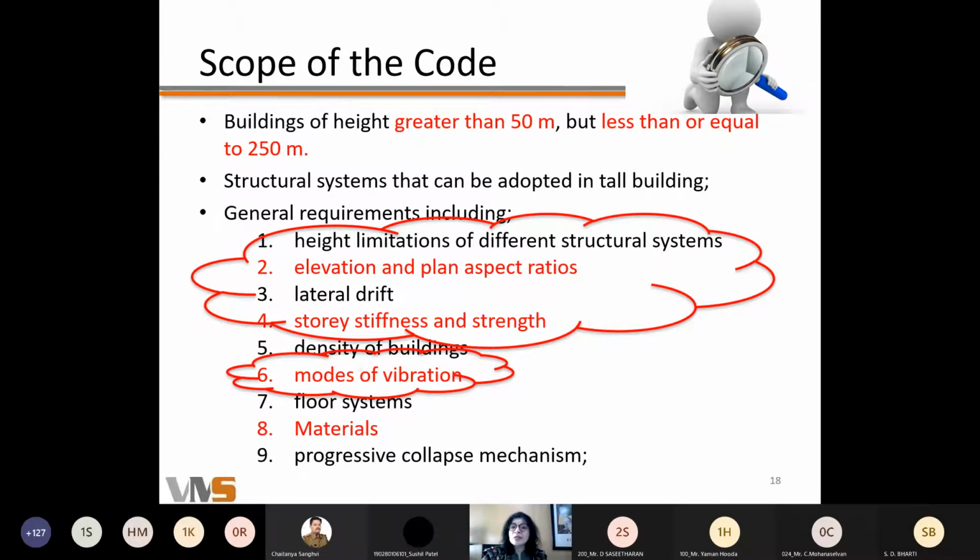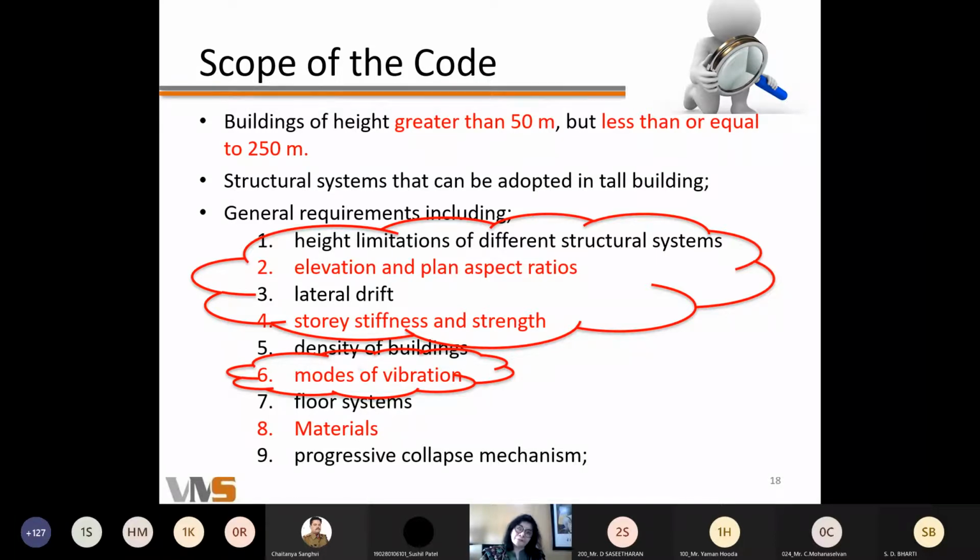So what does this code talk about? It tells you which structural system can be used for what maximum heights, and what the aspect ratios are, length and breadth versus height. What are the drift limits? Now, drift requirements are given in other codes too, in your earthquake codes, in your IS 875 codes, and so on. But this is a tall building code. We understand that there can be a little more relaxation than what is given in the other codes. So there are some special requirements over and above what is given in the other codes.